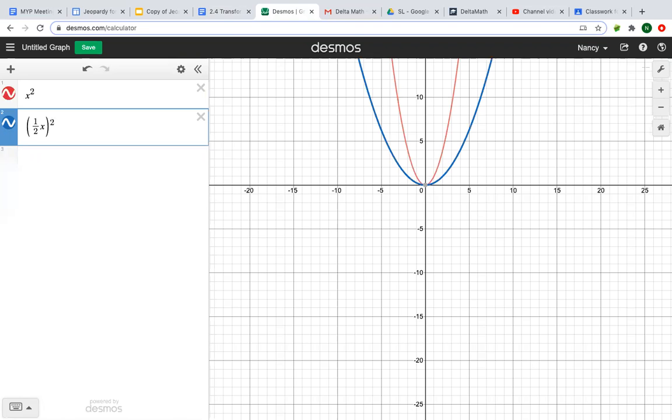This time, even though we used a smaller number, it got bigger. So it just kind of works again. You think that if you use a small number for horizontal, it would get smaller, but instead it gets bigger. So it still does the opposite because we're talking about horizontal. It does the opposite of what you think it should.